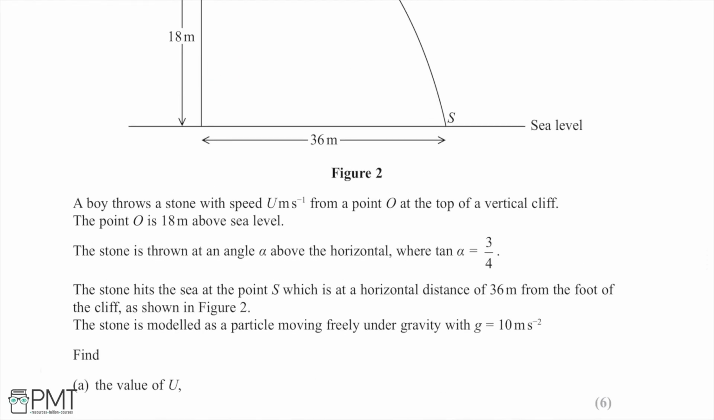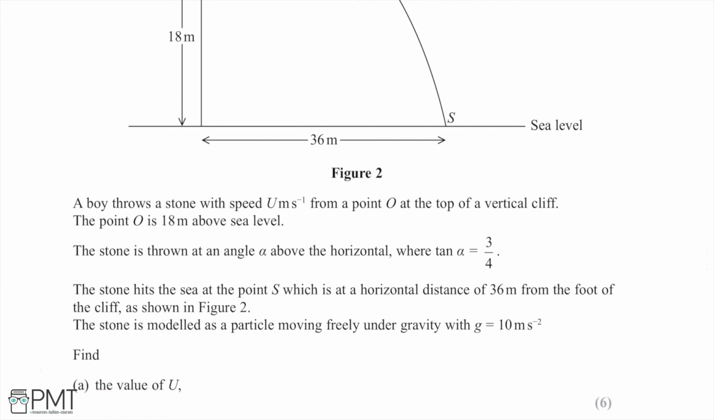We're then told that the stone hits the sea at the point S, which is a horizontal distance of 36 meters from the foot of the cliff. So we can see here that this is the point S on the diagram, and that is our 36 meters from below where the stone is thrown. We're told that the stone is modelled as a particle and it's moving freely under gravity with g equal to 10 meters per second squared. And what we're asked to do in the first part of the question is to find the value of u.